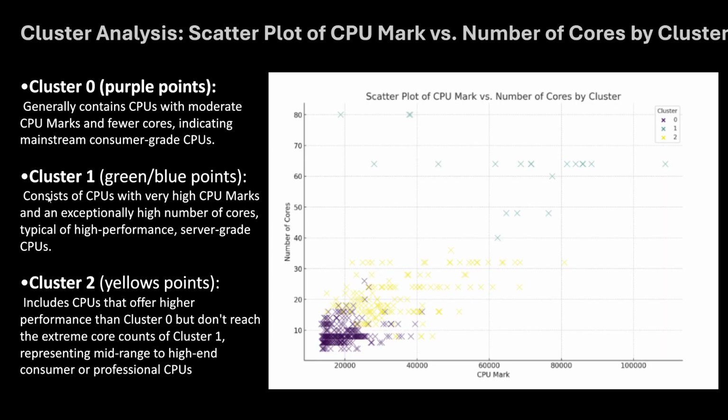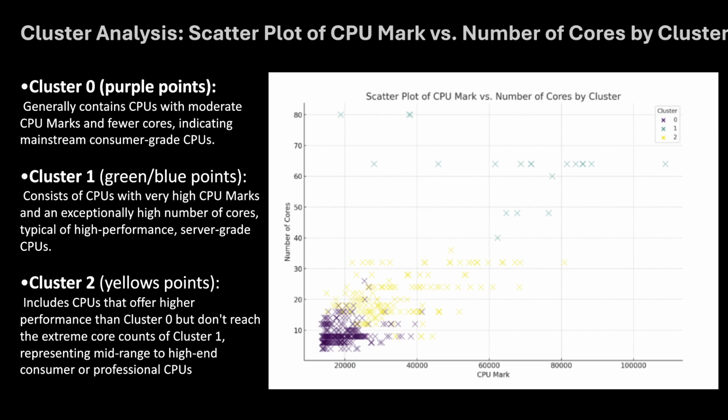And what we did is that we identified three distinct groups: cluster 0, cluster 1, and cluster 2. For example, cluster 0 contains the mainstream consumer grade CPUs with lower marks and fewer cores. So basically, this cluster represents the most accessible segment of the market, and cluster 0 is pinpointed with the purple points in this scatter plot. And I'll let Rika talk about the other two clusters.